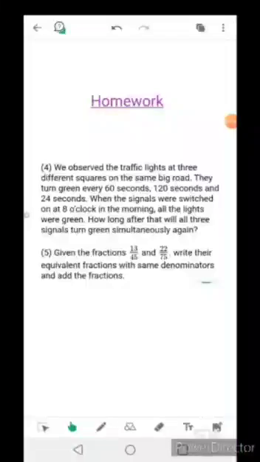Okay. So here is the homework. Problem number 4 and problem number 5 are your homework from the exercise from your textbook given on LCM. Students, I hope you got today's topic.